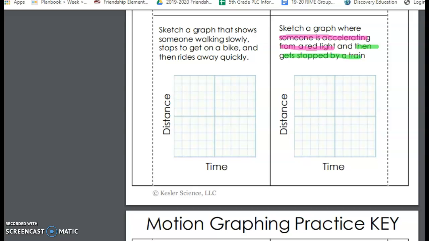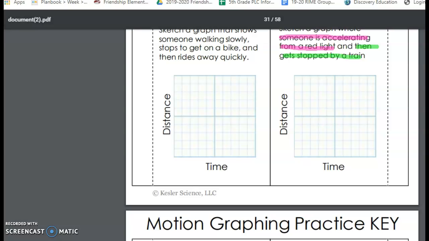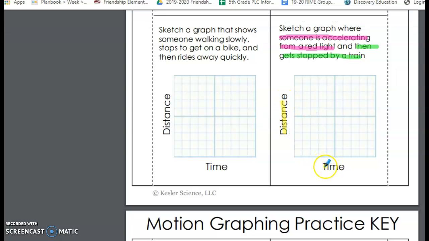I need to show someone accelerating. And we remember we're looking at a distance time graph. What does acceleration look like on a distance time graph, Dalen? It's that curved line. So I have someone accelerating. But what happens to them? What happens in the green portion of the story, Xander? What does it say? I've accelerated, but then how do I show stopped or at rest? How do I show that? The straight line.